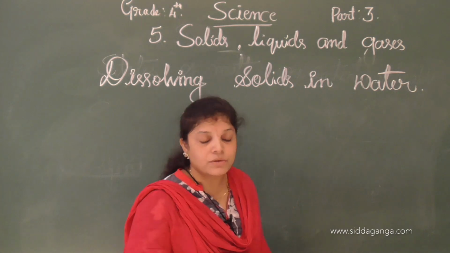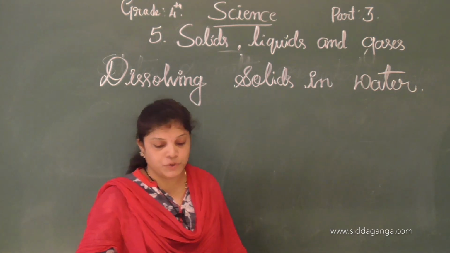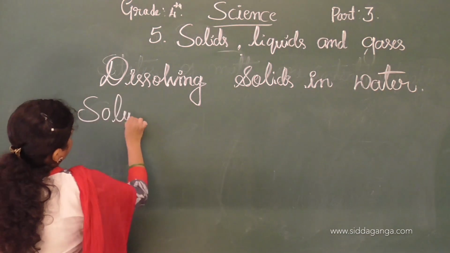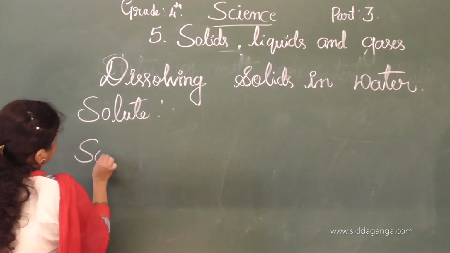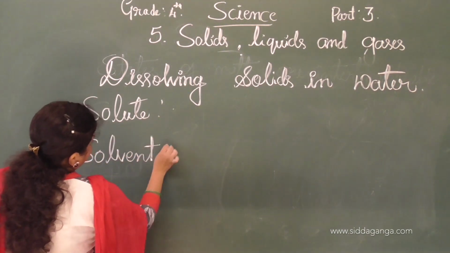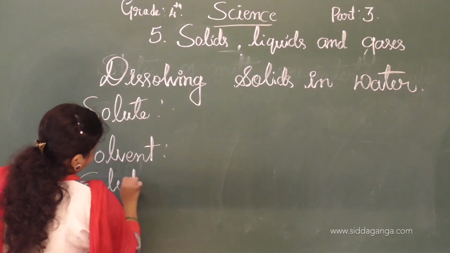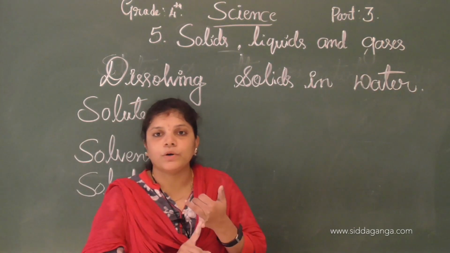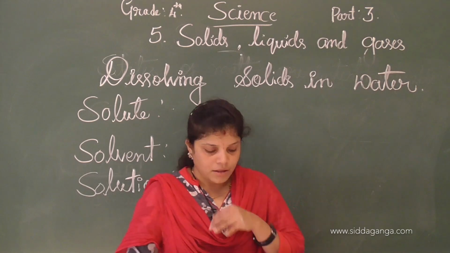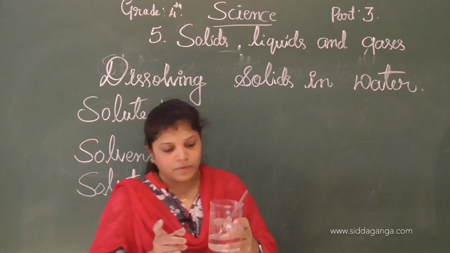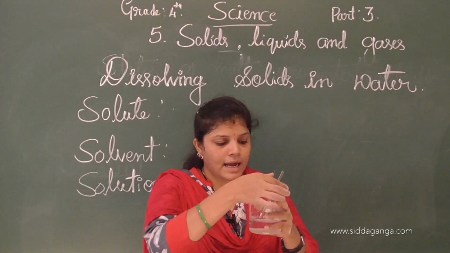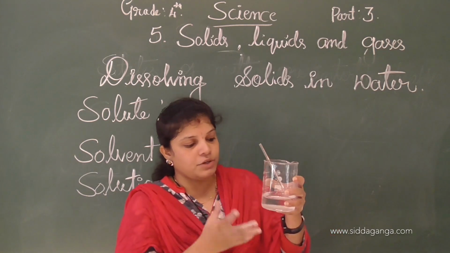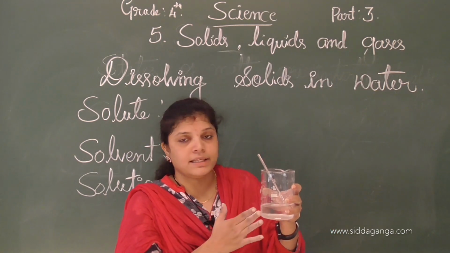Okay, see, now I'm going to teach about solute, solvent and solution. So now let us see solute, solvent and solution. Okay, here to do this activity I have taken water and sugar. See, first I put what? Water, and then I put what? Sugar crystals into this beaker. What happens? It started to dissolve. So sugar started to dissolve in this water.